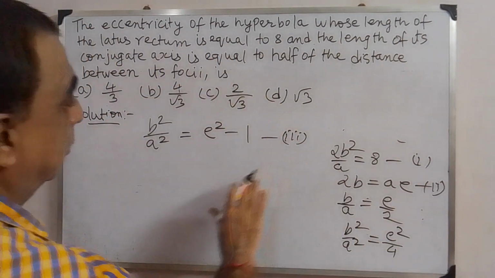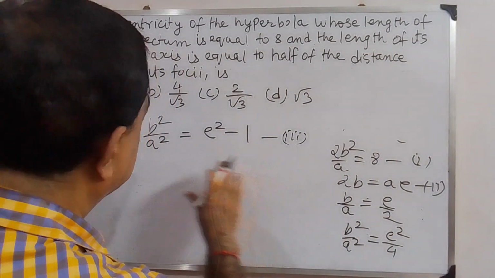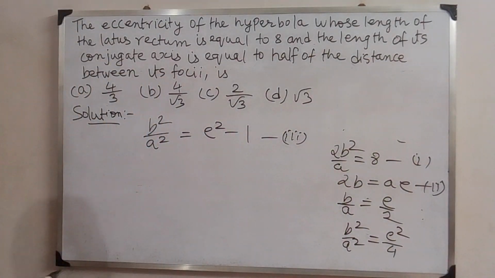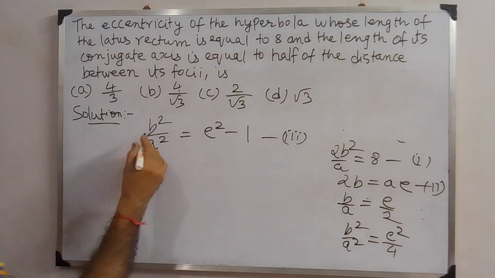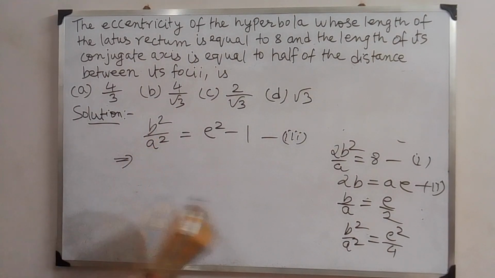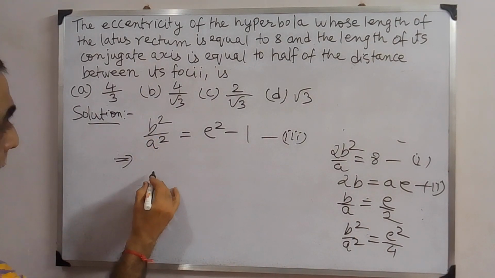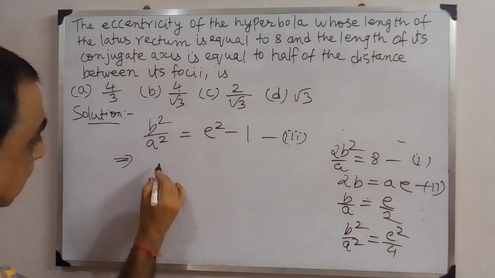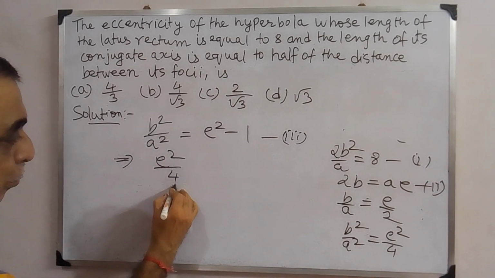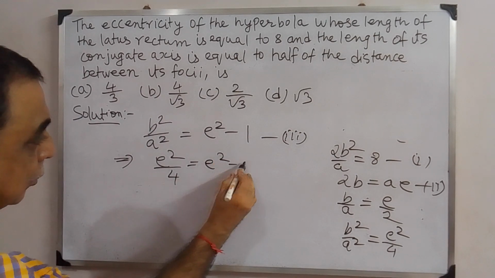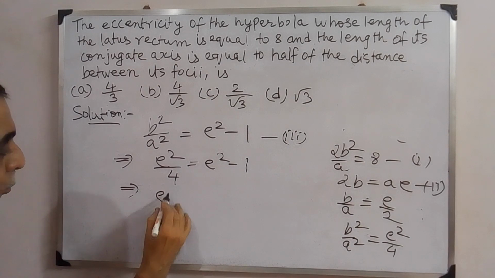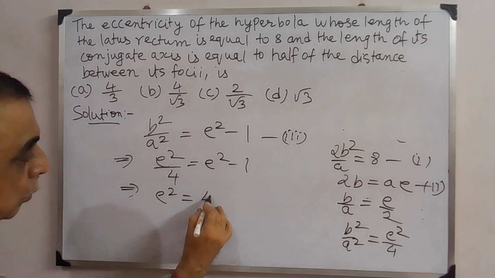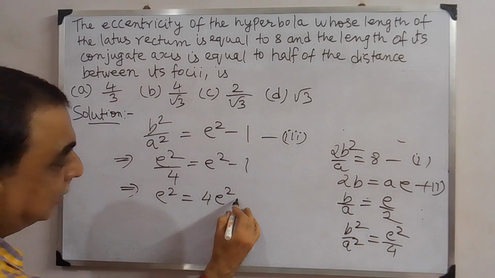So we are getting one equation in terms of e only, as b and a are eliminated. We have to eliminate b and a in order to find the value of e. So e squared by 4 is equal to e squared minus 1. Now do the cross multiply. So e squared is equal to 4e squared minus 4.